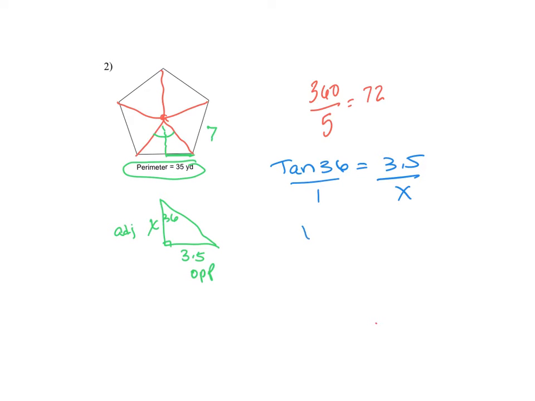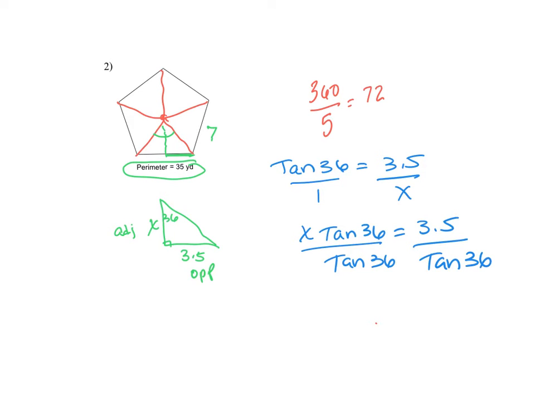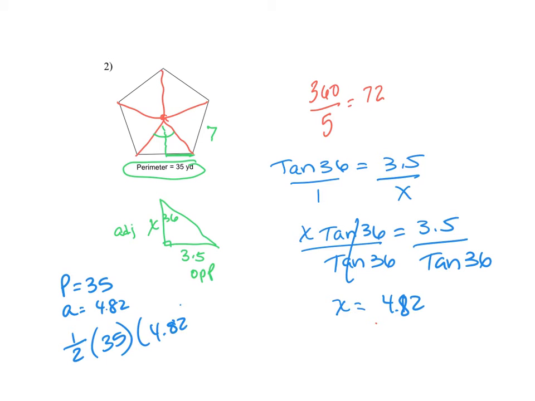So when we cross multiply, we get x tan of 36 equals 3.5, and divide by tan of 36, and we get our x. So our x equals 4.82. And now that's the apothem. So now we have the perimeter is 35. The apothem is 4.82. We're ready to put it all in the calculator. And we get that the area of this pentagon is 84.30.